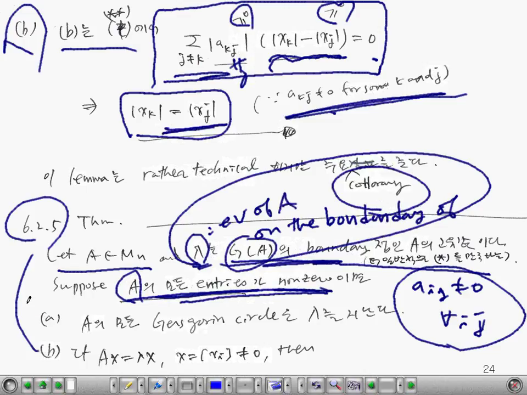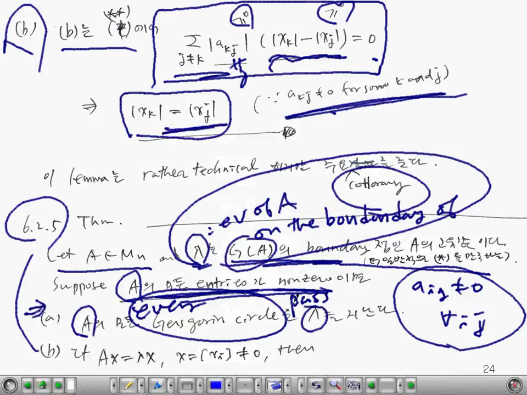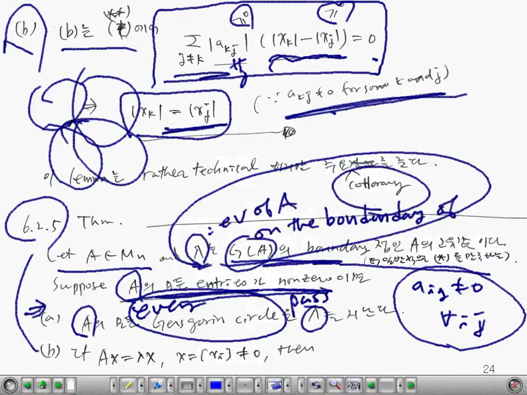Then what? Every Gershgorin circle passes through lambda. Every Gershgorin circle passes through it. Isn't it? There are lots of Gershgorin circles. If lambda satisfies these two conditions, then every Gershgorin circle passes through that point. This is what the previous observation gave us.